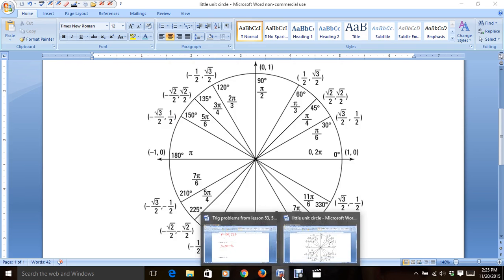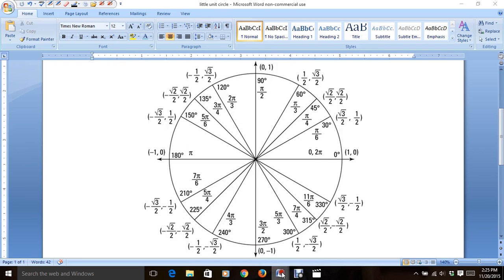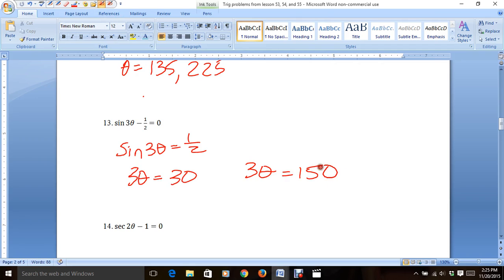Okay, so 3 theta has to be either 30 or 150. To get theta by itself, you divide by 3, so theta is 10 or theta is 50.